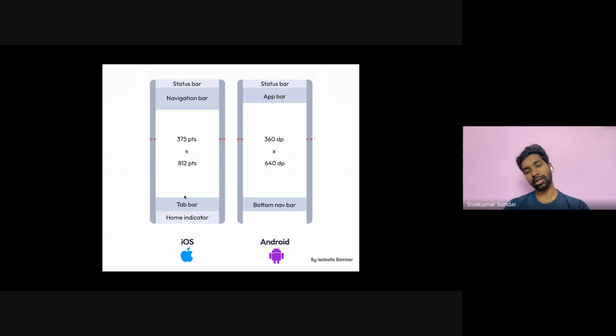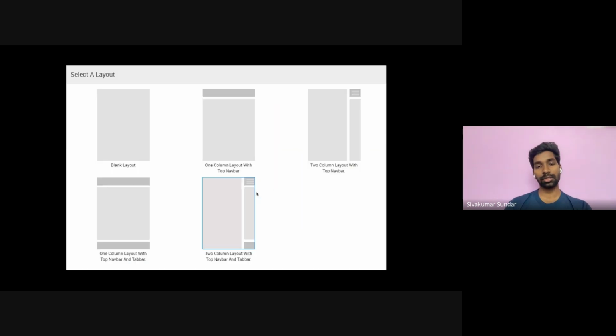But this bottom nav bar and tab bar is your positioning of the core features of the app. So having this in mind, you can consider these layouts for your app if you're trying to build your wireframe. So this is a blank layout, and the next one is your one column layout with the top nav bar. See, this is a top nav bar, and probably a two column layout with top nav bar. So this is the nav bar.